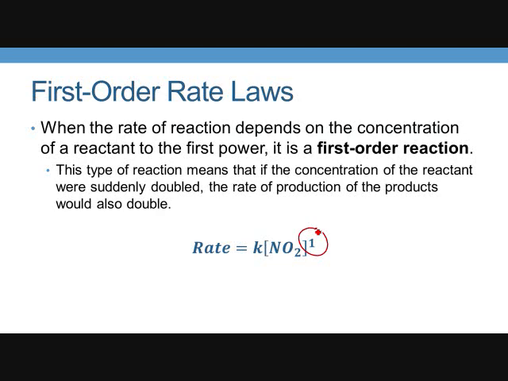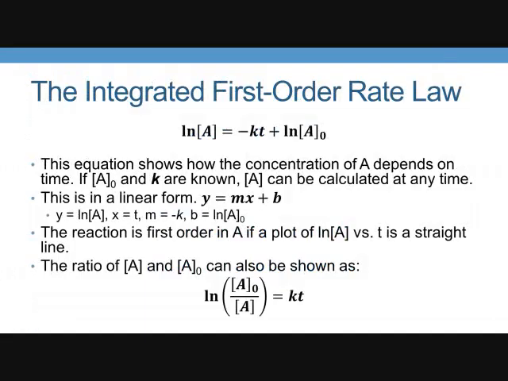Okay, so this type of reaction means that if the concentration of the reactant were suddenly doubled, the rate of the production of products would also double. They are related in that way. Well, we have what's called the integrated rate law, and that's this right here.